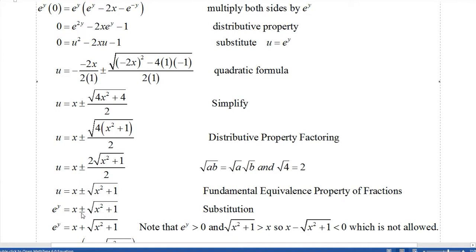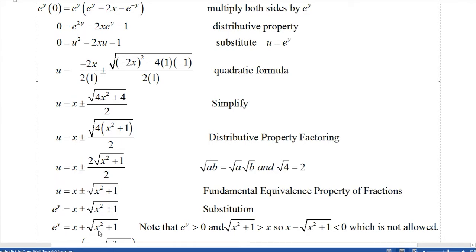Now, it turns out that the only part that really makes sense here is the plus, the only part that gives us any solutions. Because if you put in a negative number here, notice that x squared plus 1 is a little bit bigger than x squared. So the square root of x squared plus 1 is a little bit bigger than x. And if we take x and subtract something a little bit bigger than x, or the absolute value is a little bit bigger than the absolute value of x, we're going to get a negative number. And of course, e to the y is a positive number. So the only way this is going to work out is if this is a plus here.